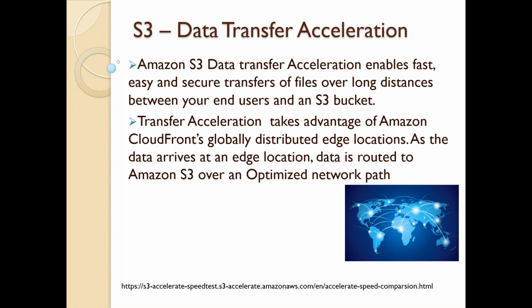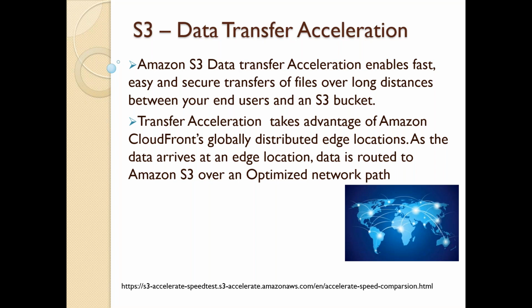What this data transfer acceleration will do is transfer your files over long distances between us and the S3 bucket, wherever it is. This will take advantage of Amazon's CloudFront globally distributed edge locations. We talked about edge locations in the first class. So the data will arrive at the edge location, and from there it is sent to the bucket over the optimized network path. That means in Chennai we have 2 edge locations, and in Bangalore we have 3.